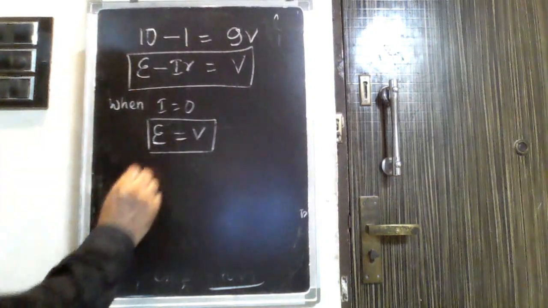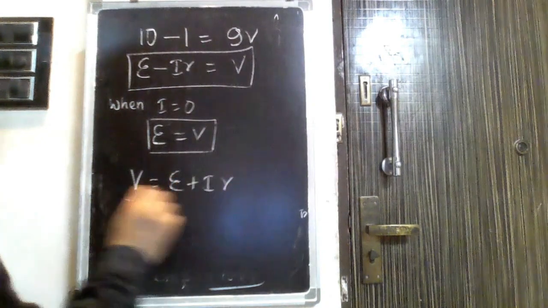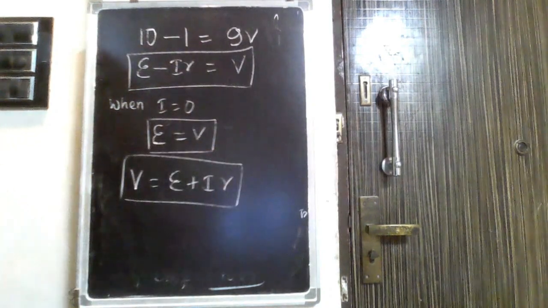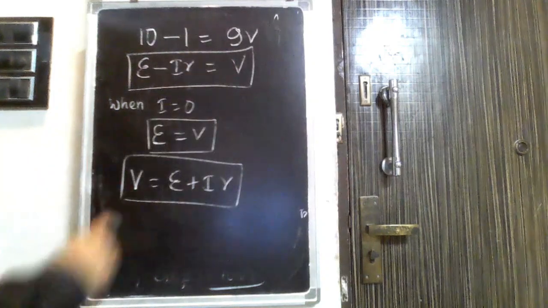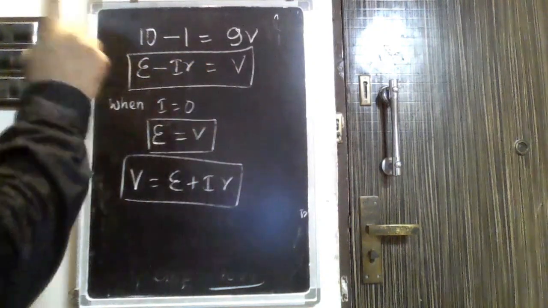V is E minus IR, okay. So there is another formula now. V will be equal to E plus IR. We have to be very careful here. This is terminal voltage E minus IR. This is also terminal voltage E plus IR. Now when will I use this and when will I use this? You should know this.